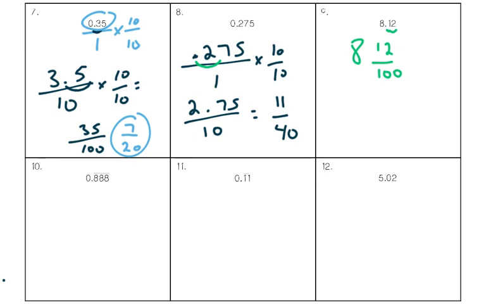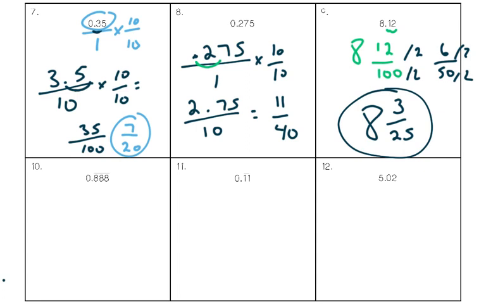So go ahead and pause and see if you can simplify 12 hundredths. So hopefully you realize that these are both even numbers. They're both divisible by 2. 12 divided by 2 is 6. 100 divided by 2 is 50. And I know that they're both even numbers again, so I know I can divide by 2. So 6 divided by 2 and 50 divided by 2 leaves me with 3/25. And remember, I had an 8 on the outside. So 8 and 3/25 is my most simplified fraction.